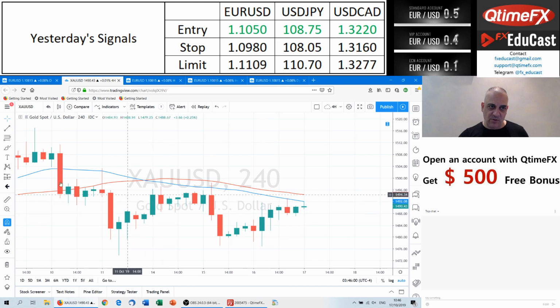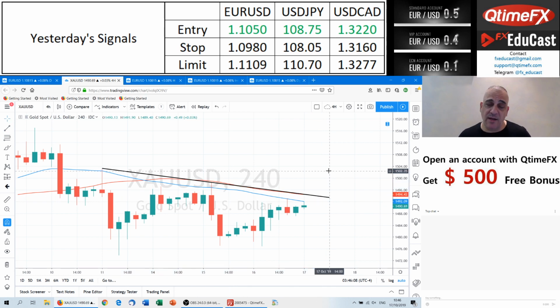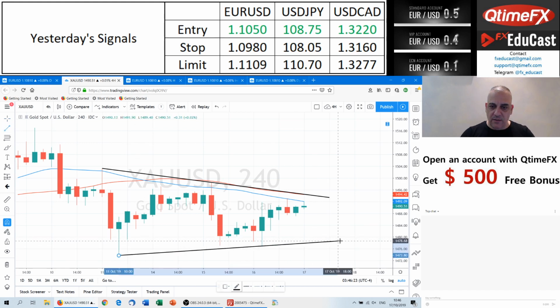Yesterday's analysis was not bad at all, but we did not initiate a position because we already had positions on the dollar Canadian, the euro dollar and the dollar yen. So I said enough is enough. 3 is enough. Now, as you can see, the precious metal is trying to recover. It is trying. It has been trying.